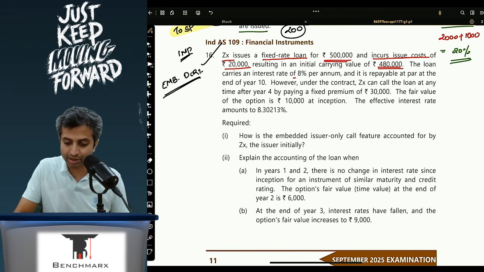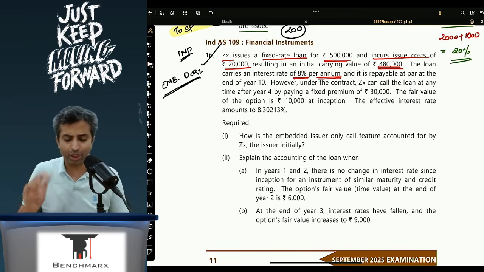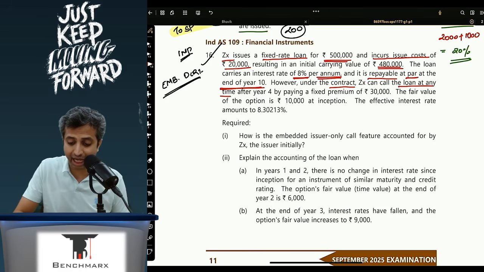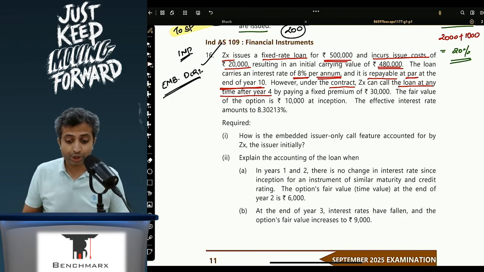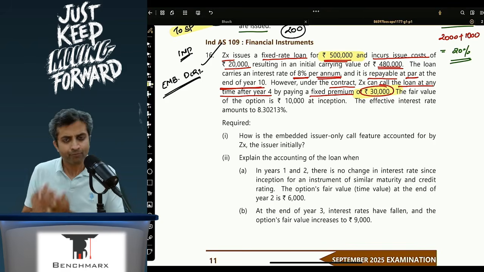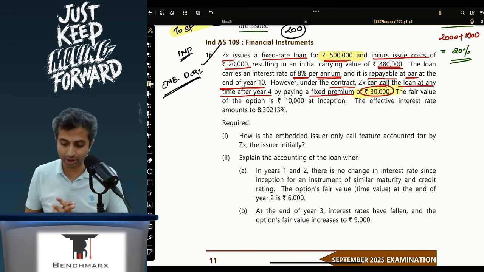The loan carries an interest rate of 8% per annum. This 8% is a coupon rate, which will typically be on the face value, which is 5 lakhs, and is repayable at par, that is 5 lakhs, at the end of year 10. So it's a 10-year loan. However, under the contract, ZX can call the loan at any time after year 4. So prepayment can happen anytime after year 4 by paying a fixed premium of 30,000. So instead of paying 5 lakhs, you will have to pay 5,30,000 if you want to prepay anywhere between year 4 all the way up to year 10.